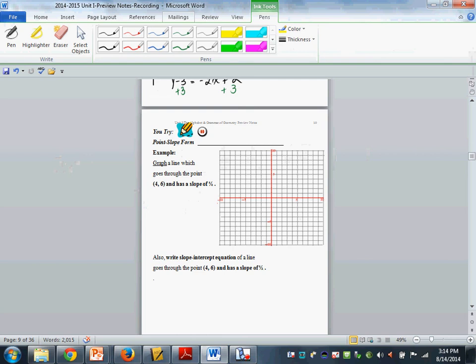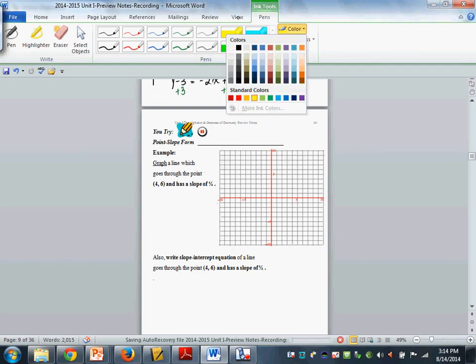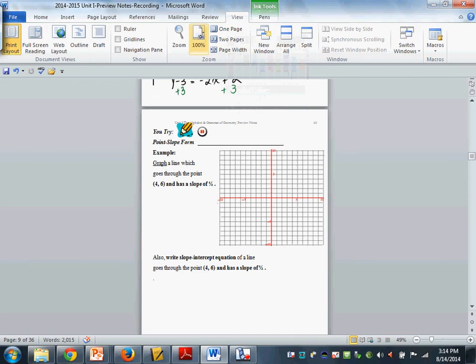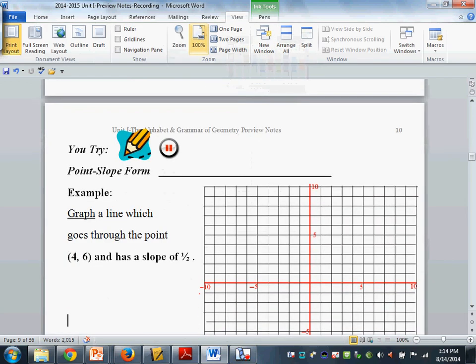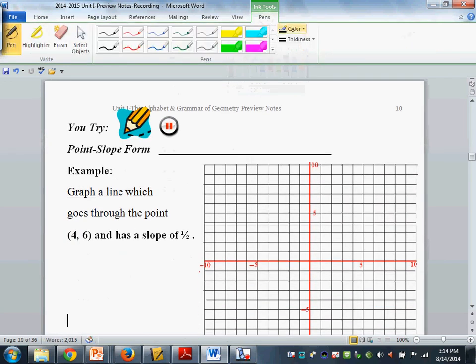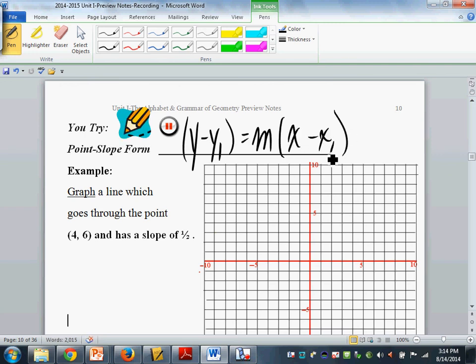Alrighty, let's see how you did here. Okay, step number 1, you want to write the equation. So you should have the equation written down, which is y minus y1 equals slope times x minus x1. So now we want to graph a line that goes through this point. So just plot that point. So we're going to go over 4, up 6. There we are right there.